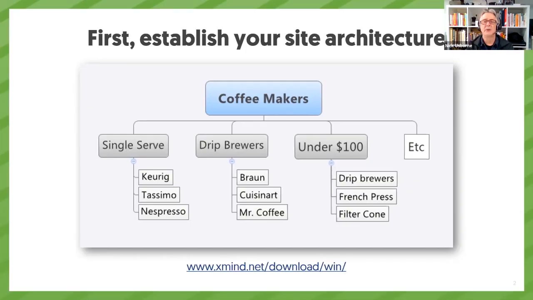So within Drip Brewers, we're going to talk about Braun Drip Brewers and Cuisinart and Mr. Coffee. And in the category of under 100, we're going to look at Drip Brewers because there are some for under 100. We're going to look at simple hands-on stuff like French press and filter cone, etc., etc.